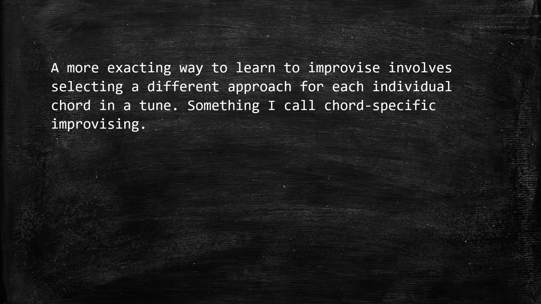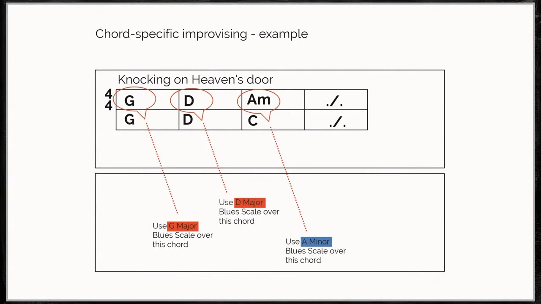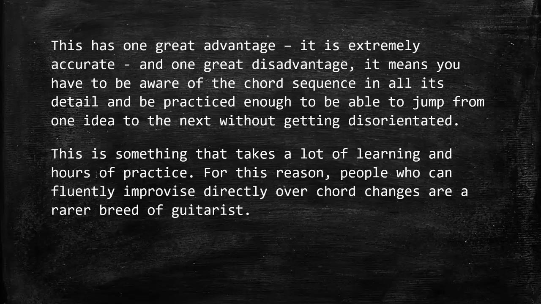A more exacting way to learn to improvise involves selecting a different approach for each individual chord in a tune, something I call chord-specific improvising. This has one great advantage: it is extremely accurate. And one great disadvantage: it means you have to be aware of the chord sequence in all its detail and be practiced enough to be able to jump from one idea to the next without getting disorientated. This is something that takes a lot of learning and hours of practice. For this reason, people who can fluently improvise directly over chord changes are a rarer breed of guitarist.